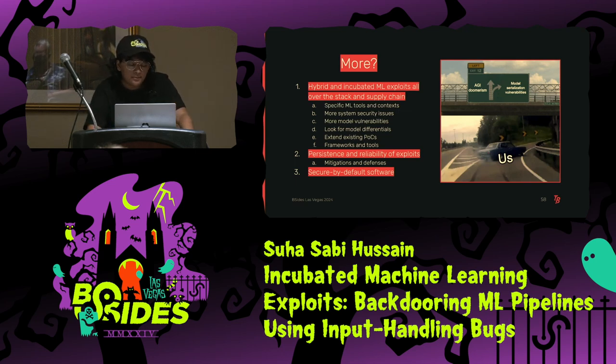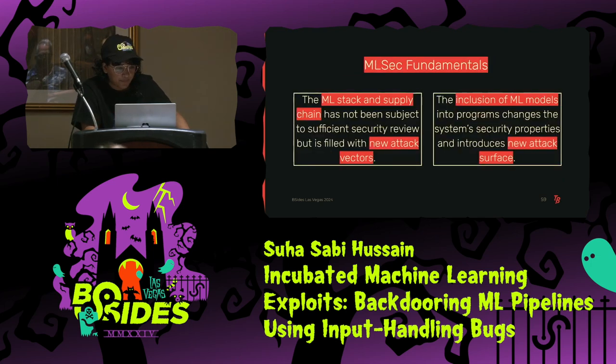I'd also like to see more investigations of exploit persistence, reliability, and defense. I also just think, more generally, there's a lot of interesting work that can be done in ML infrastructure security with differentials and file formats and specifications and even reverse engineering. But before we finish, I want to tell you what helps me identify and make progress on ML security problems.